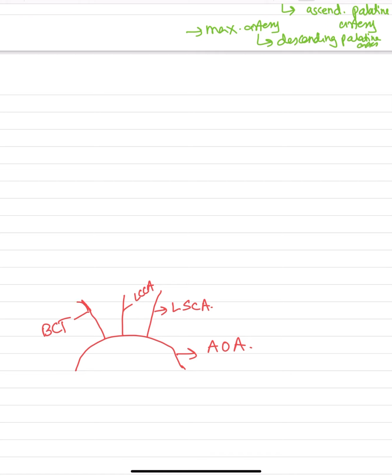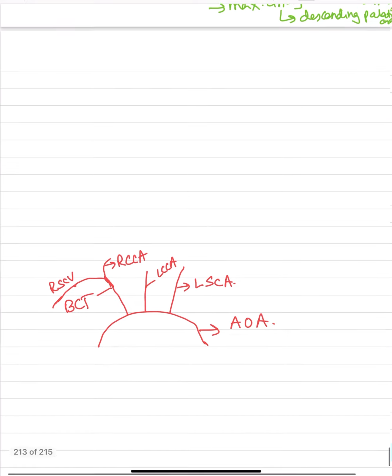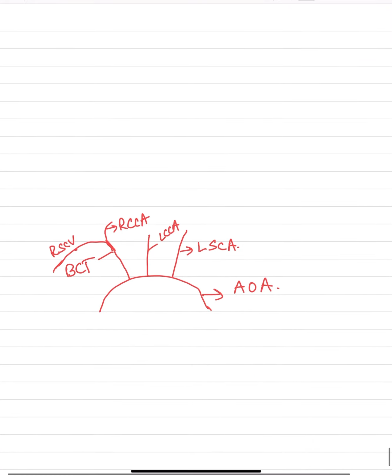So this is your what? Right subclavian artery, and this will be your right common carotid artery, like this. Okay, so this subclavian artery, it is dividing into three portions. By which muscle? Scalenus anterior muscle. Okay, and from here you have three branches. One, two, three. Here you have one branch, here you have one branch.